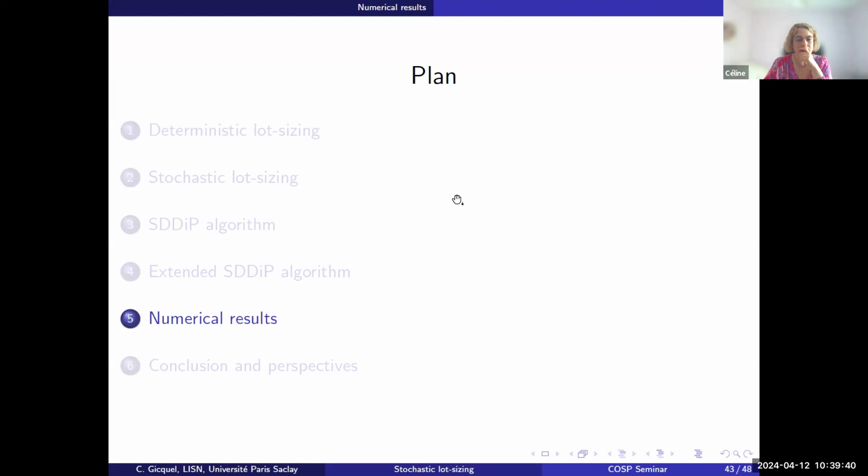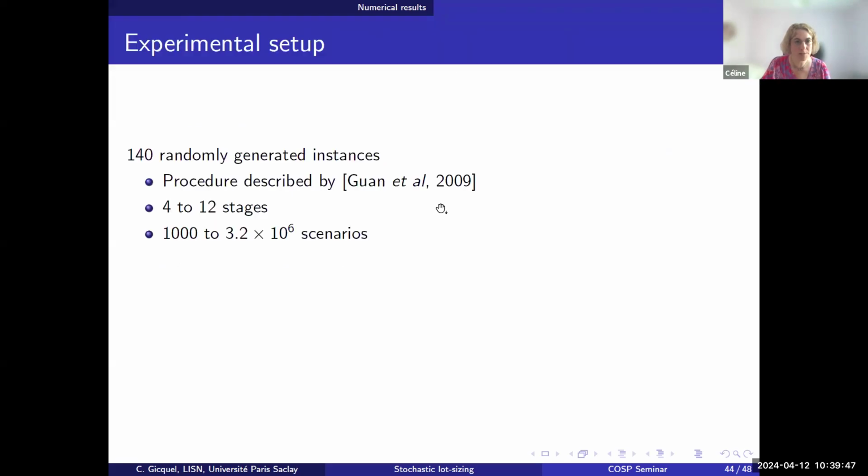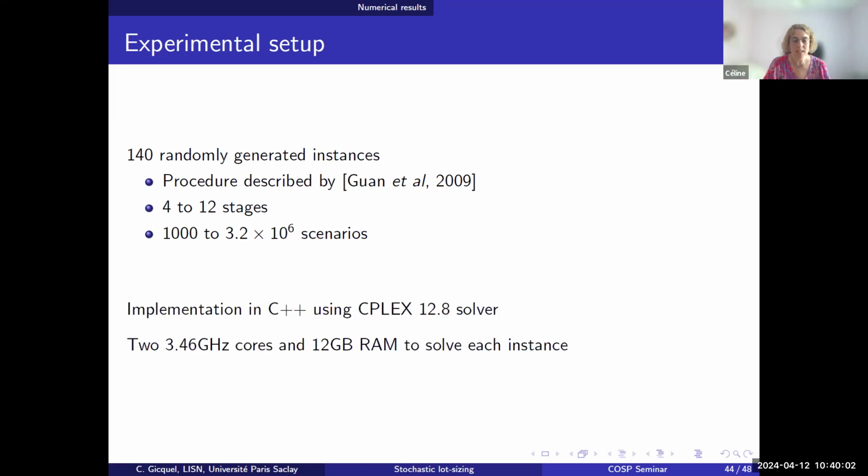So now let's have a look at the numerical results. Here we just give you a very basic description of these results. We considered a set of 140 randomly generated instances involving between 4 to 12 stages, which means between 1,000 up to 3.2 million scenarios. All the LPs and MILPs that needed to be solved within this SDDiP or extended SDDiP algorithm were solved using simplex form.